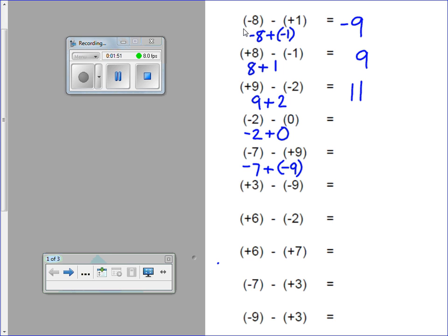And -2 plus 0, anytime you add 0 to something, that's our identity property of addition. And -7 plus -9, it's just becoming more negative. So we end up with -16.